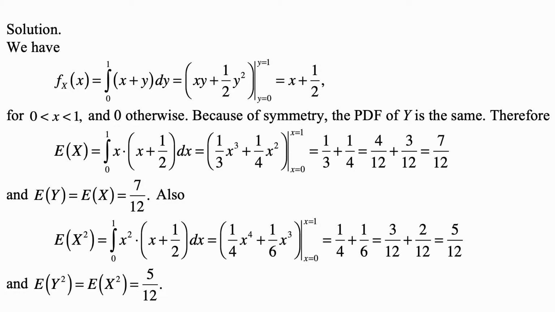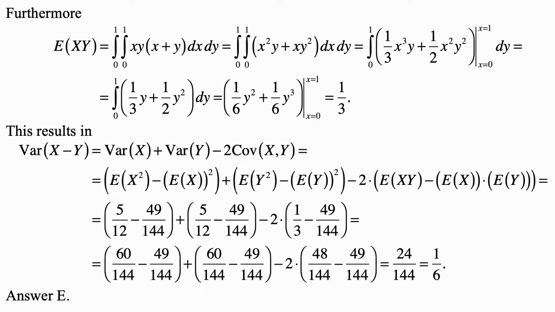The expected value of X squared is the integral from 0 to 1 of x squared times x plus 1/2 dx. That's 1/4 x to the 4th plus 1/6 x cubed evaluated from x equals 0 to x equals 1. That's 1/4 plus 1/6, and that's equal to 3/12 plus 2/12, or 5/12. And the expected value of Y squared is the same, 5/12, because of the symmetry we talked about.